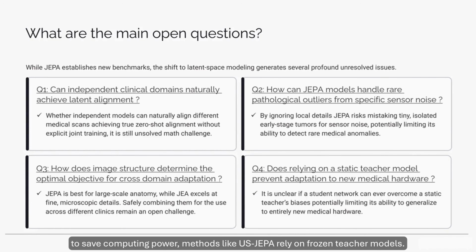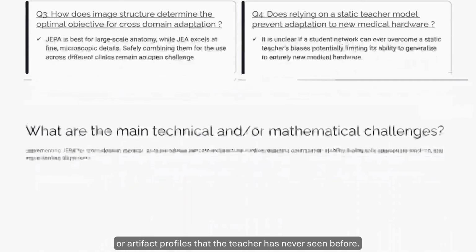And finally, to save computing power, methods like US-JEPA rely on frozen teacher models. But does this reliance prevent the AI from adapting to brand new medical hardware? It is a distinct possibility. If a learning model is permanently bounded by its static teacher biases, it might not be able to generalize to radically new scanners or artifact profiles that the teacher has never seen before.